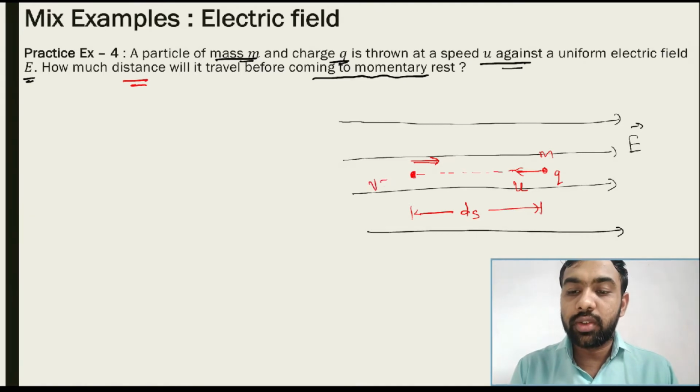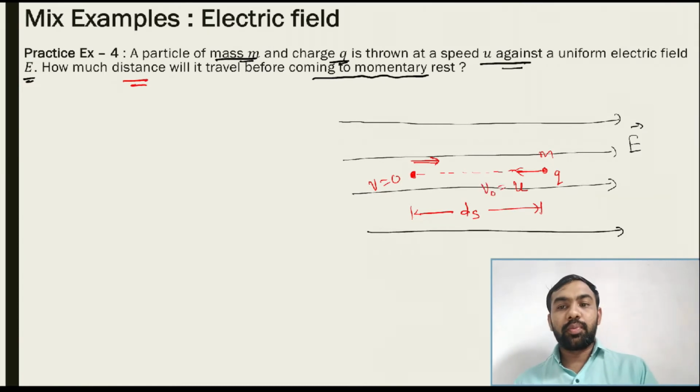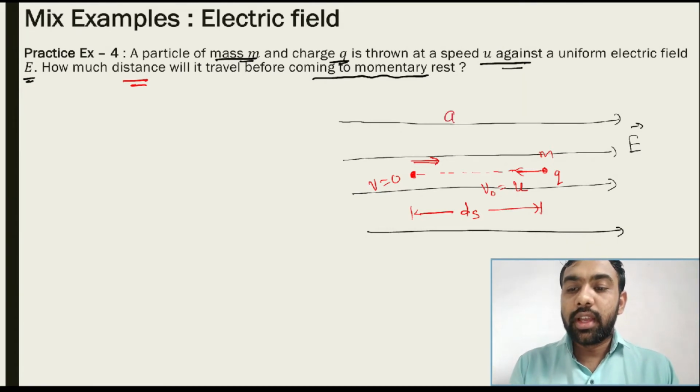So at this position, what is the velocity? 0. The initial velocity we generally know as v naught. What is the acceleration due to the electric field? The acceleration due to the electric field is qE by m.